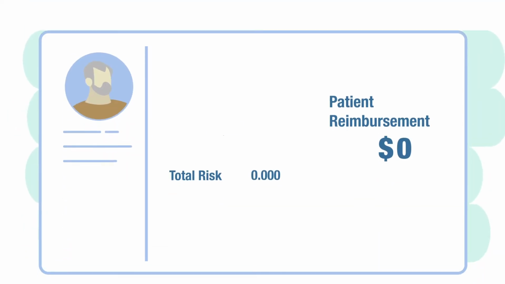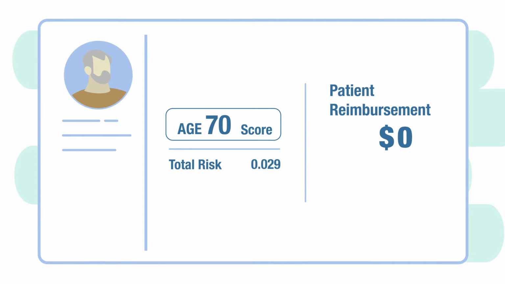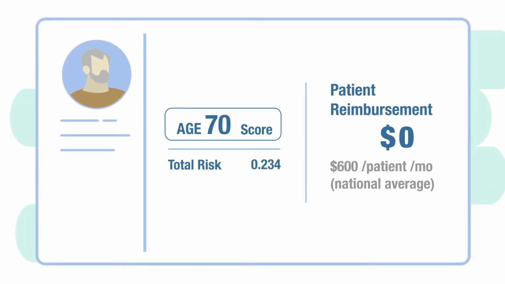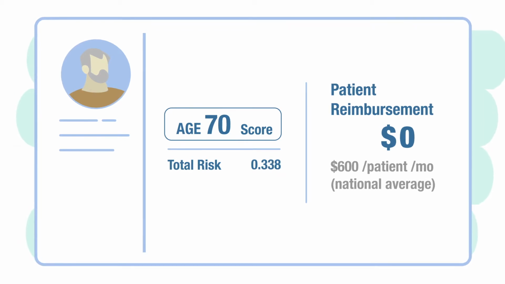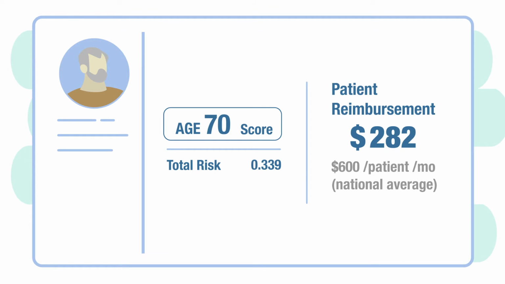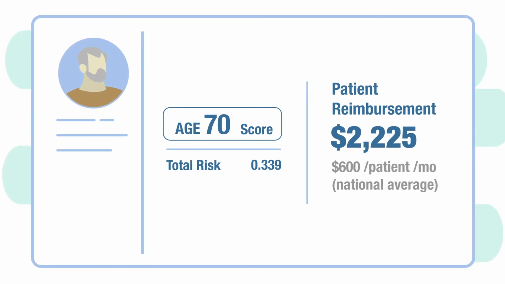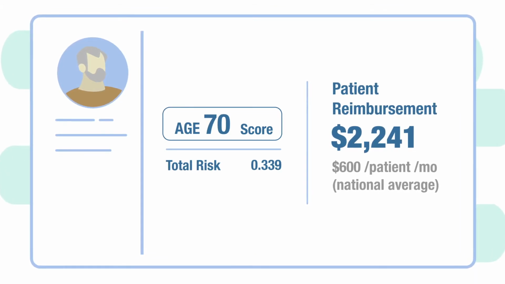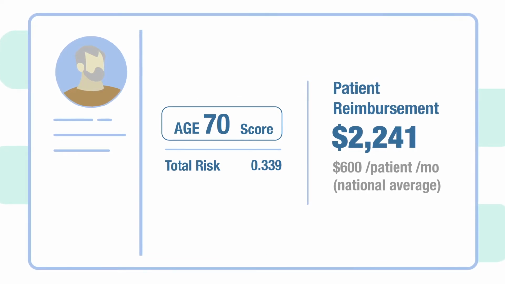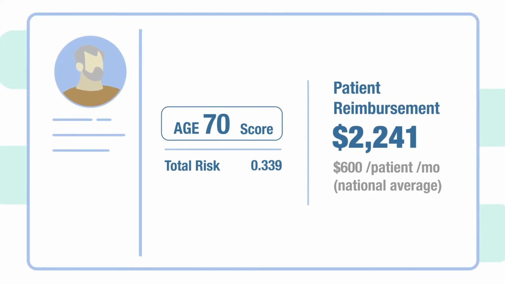Using a typical HCC solution, we would find that based on the national average of $600 per patient per month, this patient has a risk score of 0.339, meaning that a typical Medicare annual reimbursement would be $2,441. This includes all medical care from specialists, any hospitalizations, everything. The reason it's so low is that so far, the only risk factor that the system is taking into account is the patient's age.